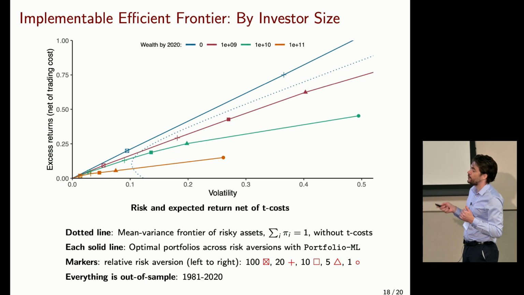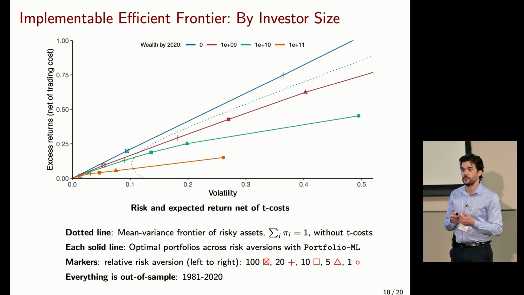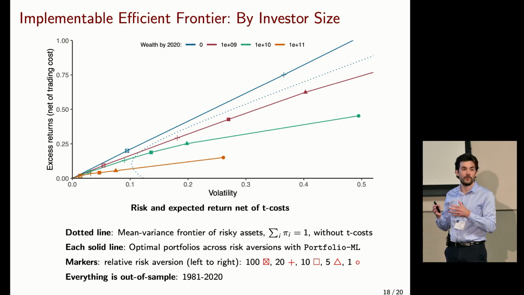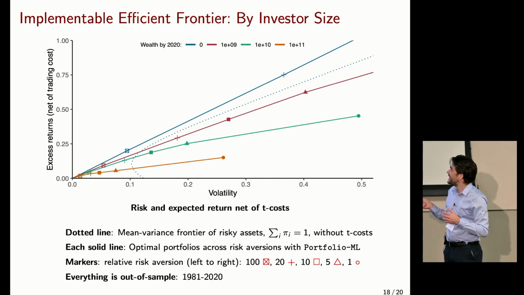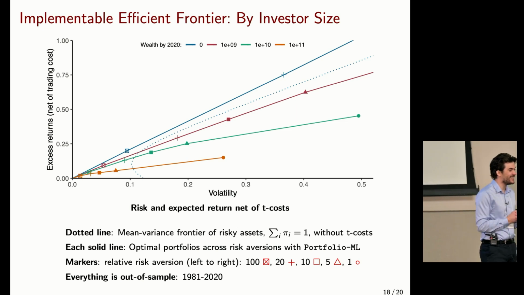But if you have an even larger portfolio, then of course you have to focus on larger and larger stocks. You have to turn over your portfolio less and less. And as a result, the optimal portfolio you can create will have a relatively low net Sharpe ratio. Yes, of course.